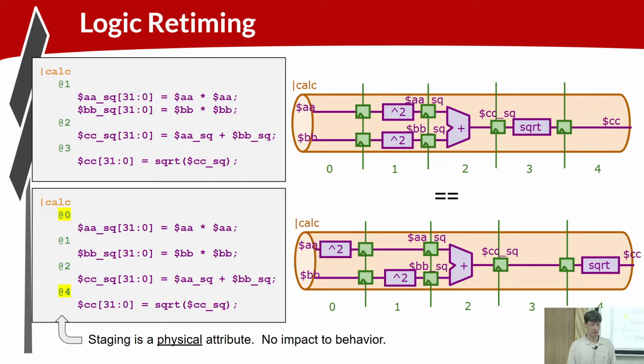Pipelines are conceptually infinite in both directions. You can have logic in stage minus 1028. You mean the one up here? Why am I showing stage 0?